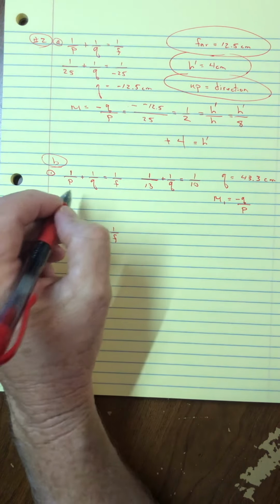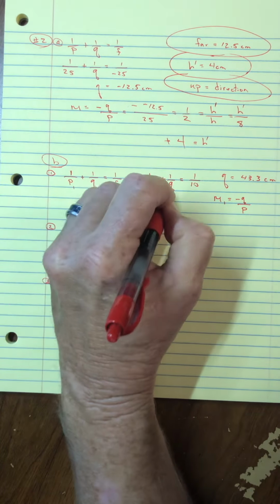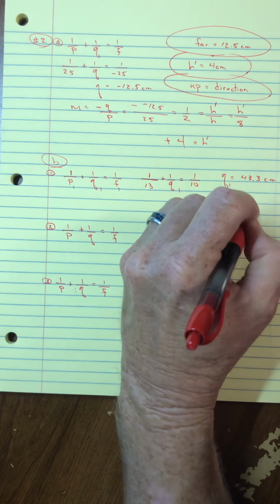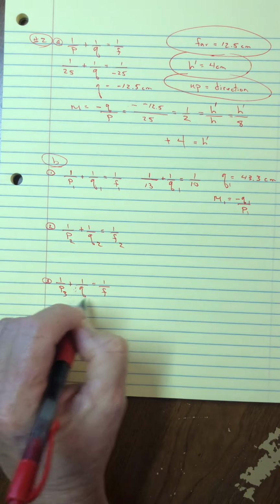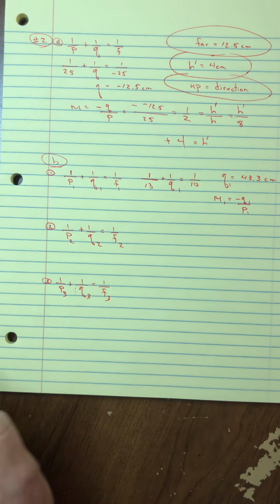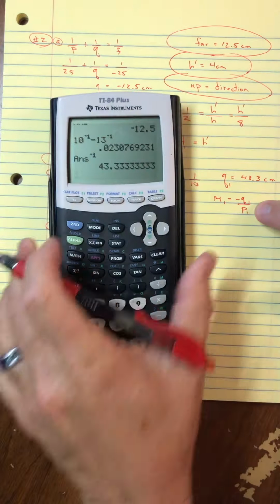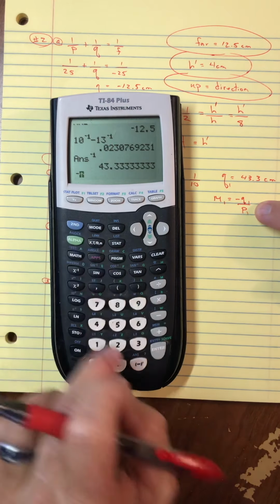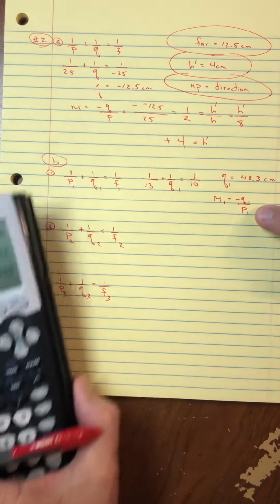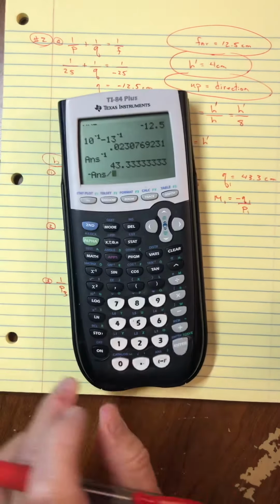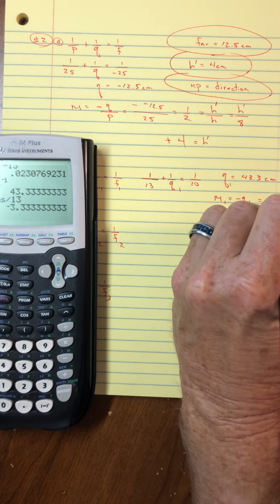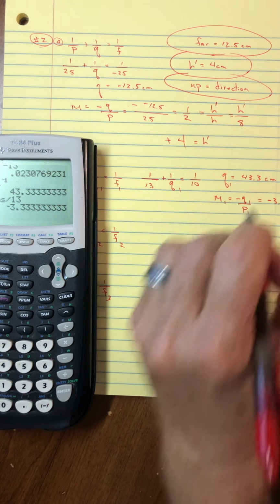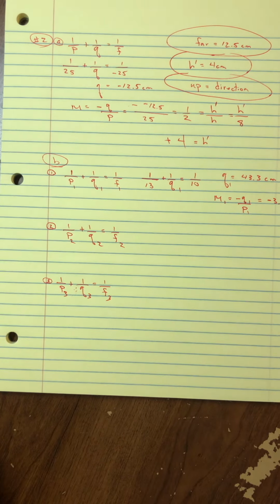Let me call it magnification number 1, which, remember, is a negative Q over P. And maybe I should call all of this number 1, because there's a number 2 and a number 3. Okay. So if I take the negative of that last answer and divide it by the 13, we get a negative 3.33 for the magnification.